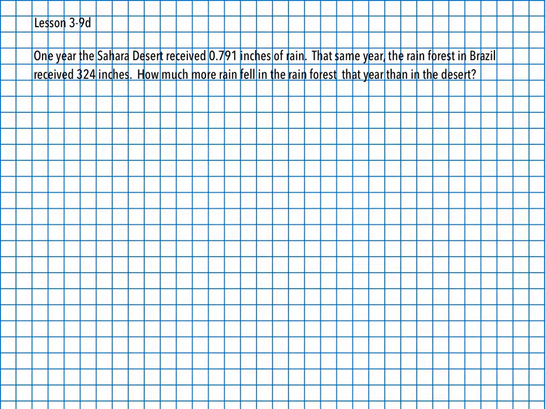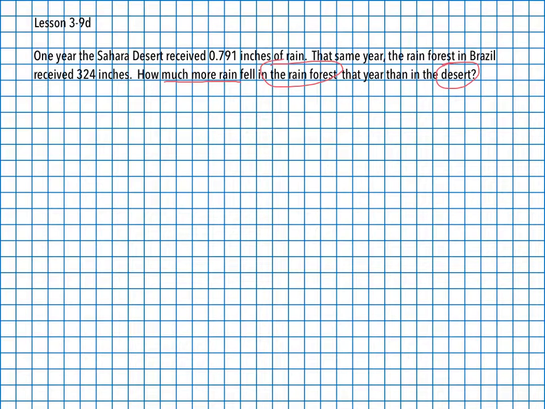Now, first thing we have to do when we look at this problem, we have to look at this. How much more rain fell in the rainforest than in the desert? Hopefully, ladies and gentlemen, you read those words there, and your mind automatically screams, subtraction, subtraction. All right, so what we're going to do is subtract the amount that fell in the desert from the amount that fell in the rainforest.